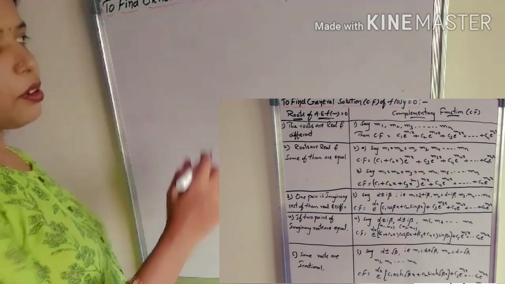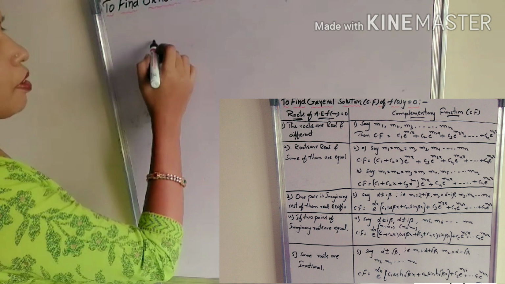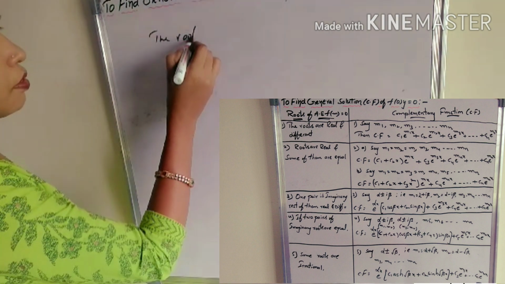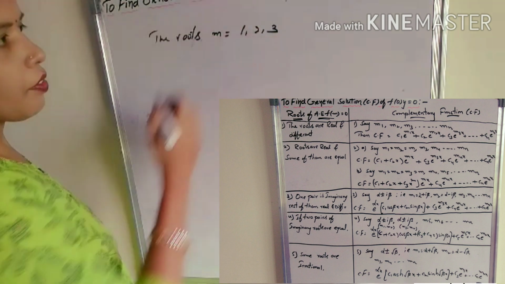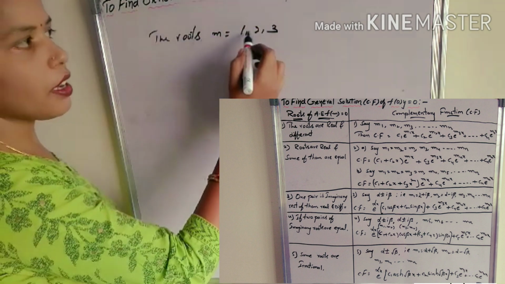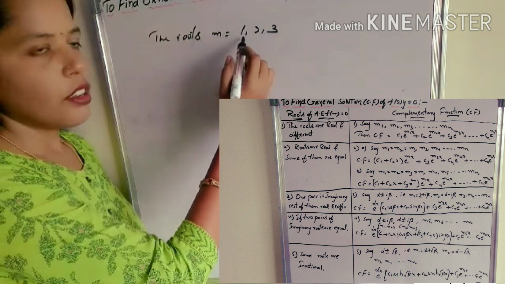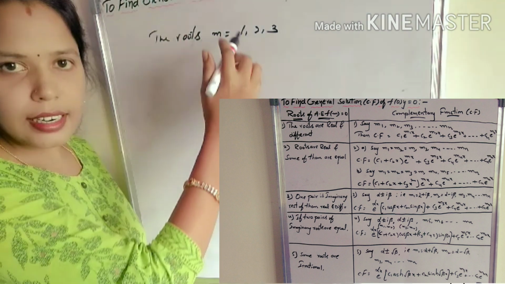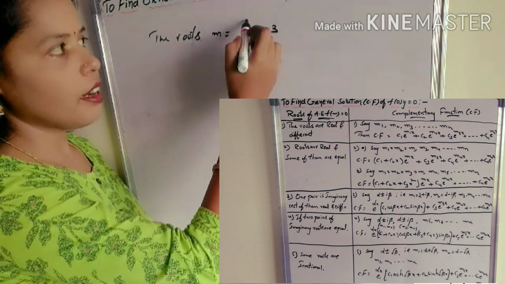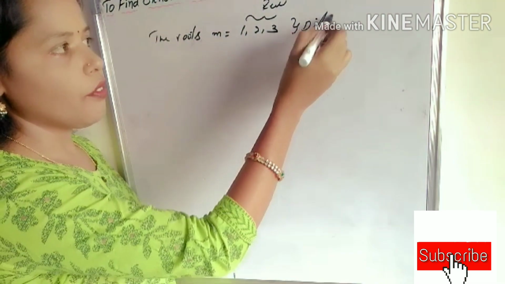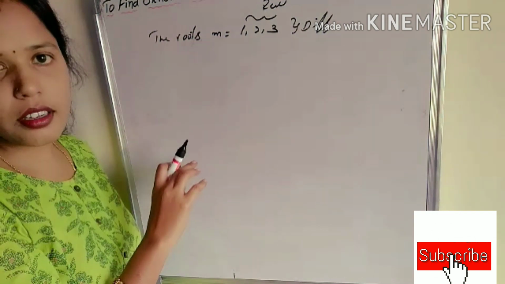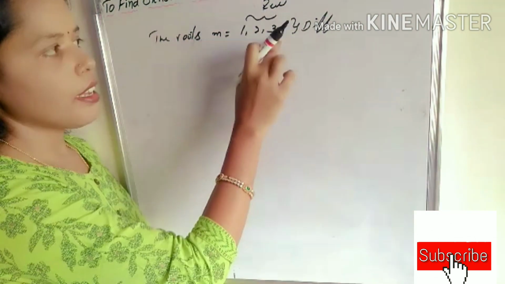Okay, see one example. Suppose the roots m is equal to 1, 2, 3. What are the roots here? 1, 2, 3. So what is the nature of the roots? The roots are real and different. These are real numbers and different numbers. So the roots are real and different.